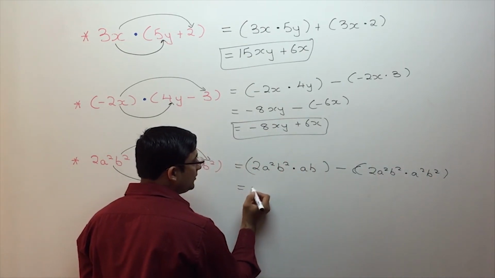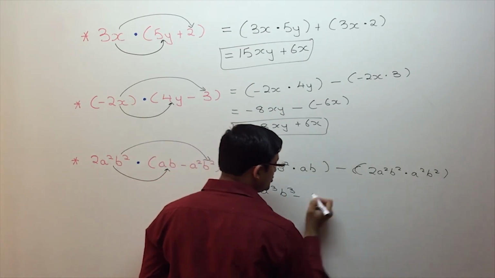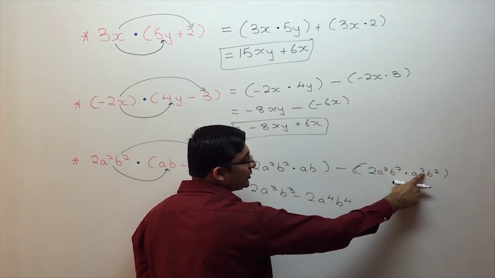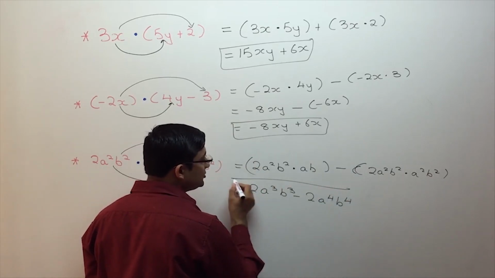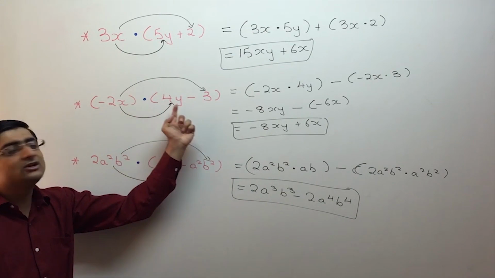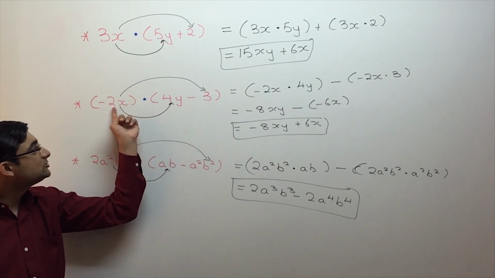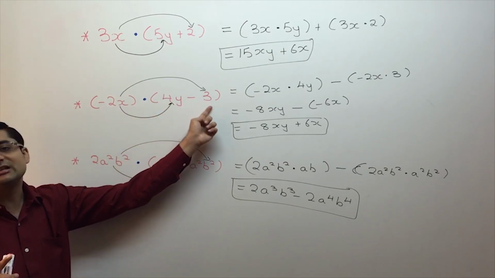So what do we get? 2a cube b cube minus 2a to power 4 b to power 4. That is a square into a square is a to power 4, b square into b square is b to power 4. So this over here is the answer. So this is how you multiply a monomial with a binomial. I repeat, same principle like distributive property. Whatever is outside of the bracket has to be multiplied with each term inside the bracket.